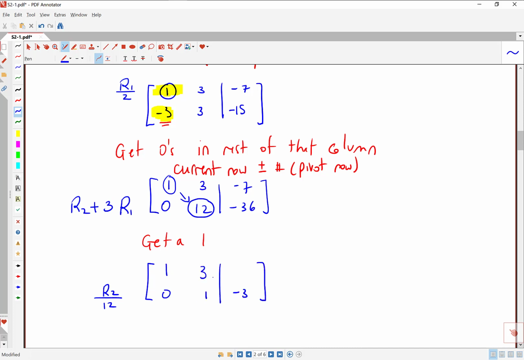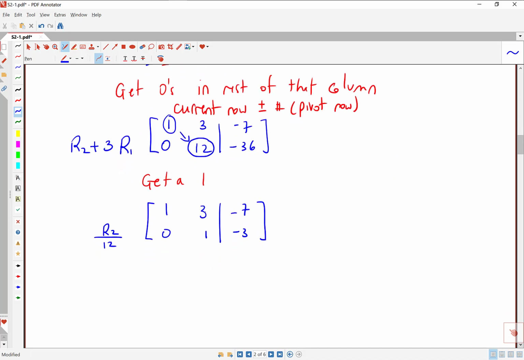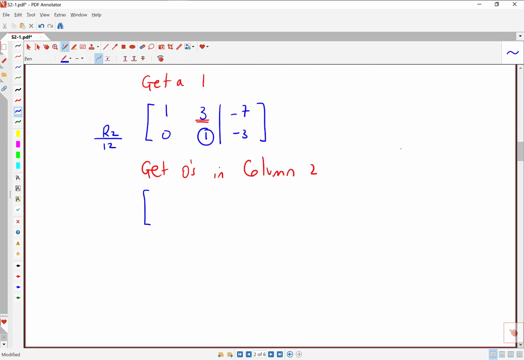Top row is not changing at that point. So we can just recopy that. Okay, and we're going to circle that 1. That's going to be our pivot for the second column. And now our goal is to get zeros in column 2. Okay, and in this case, it's really only one number that needs to be turned into a 0. But in general, when we get into bigger examples, we might have more than one number in column 2 that needs to be eliminated. And so we think about doing all of those operations at the same time. Okay, for now, let's just focus on getting rid of that 3 in the top row.